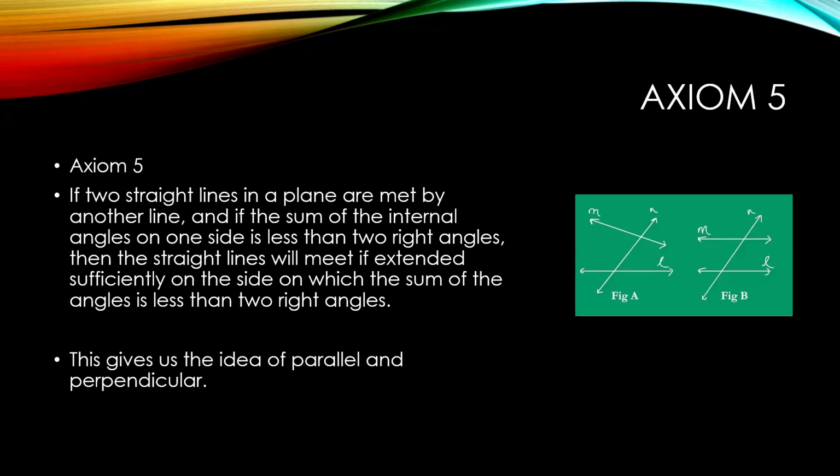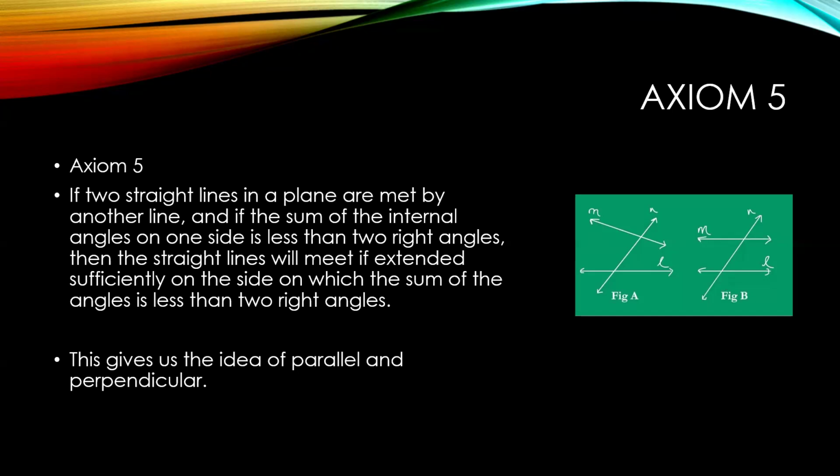The fifth one's interesting. If two straight lines in a plane are met by another line, and if the sum of the internal angles on one side is less than two right angles, then the straight lines will meet if extended sufficiently on the side on which the sum of the angles is less than two right angles. What this is saying is that if we have two line segments which are meeting in a particular way, they're either going to be parallel or they're going to cross.